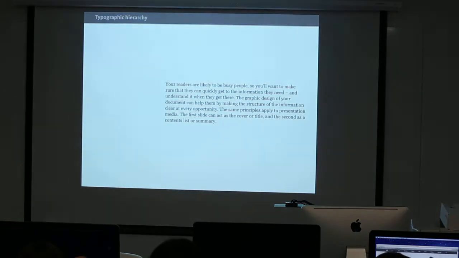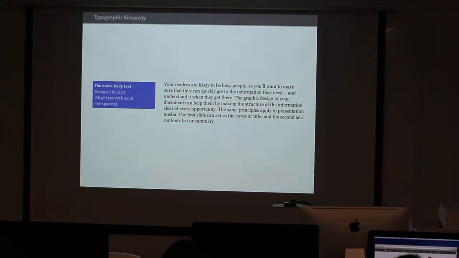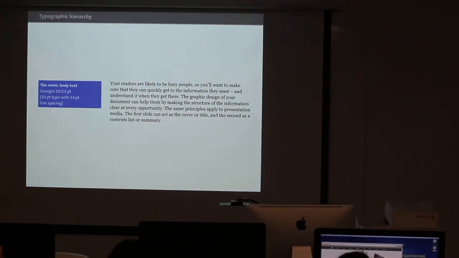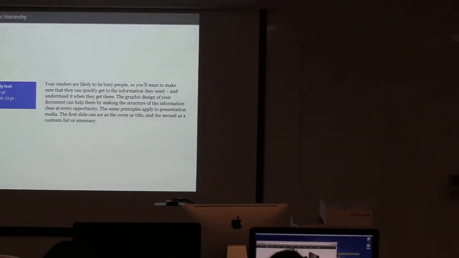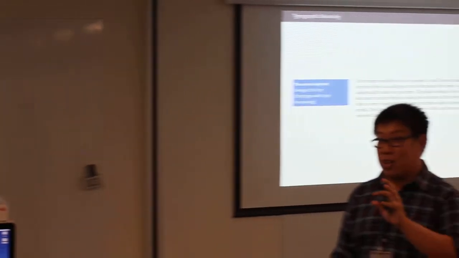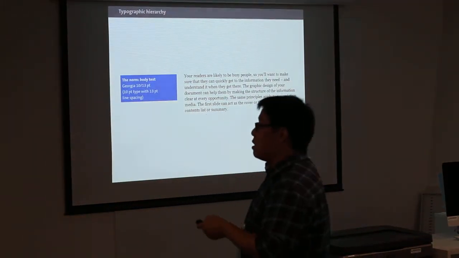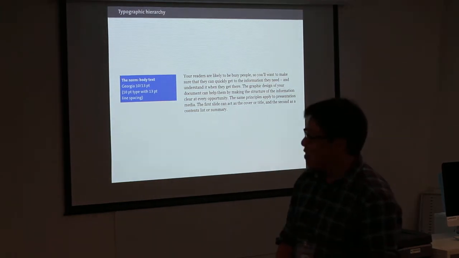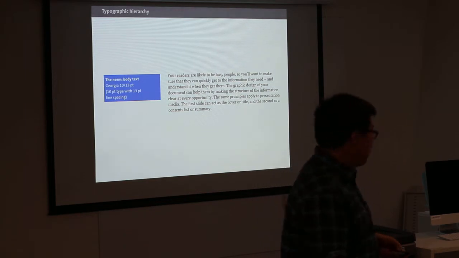Okay? That's the body text. That's the norm. That's the normal reading text. 10-point Georgia with 13-point leading. Do you understand this terminology? Point for type size, point for line spacing. So 10 over 13, or 10 on 13.